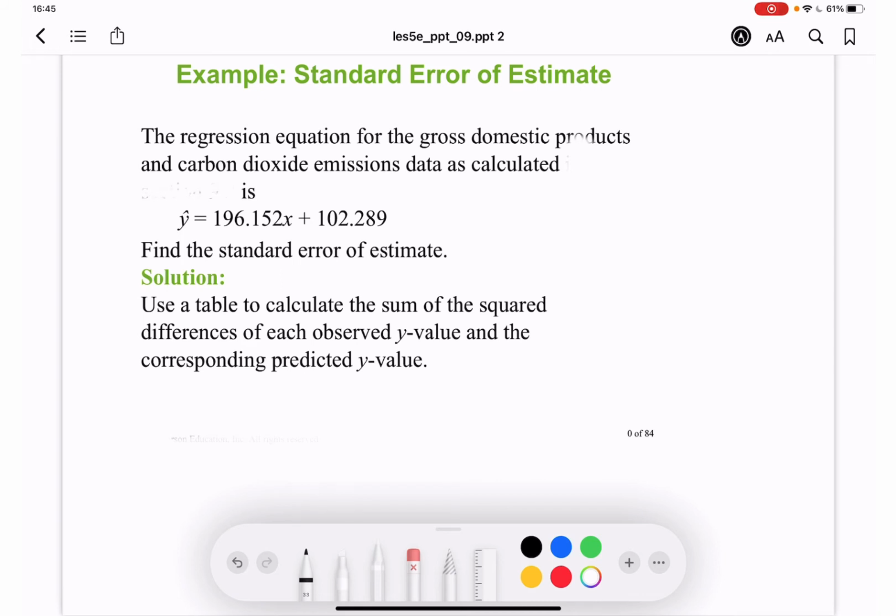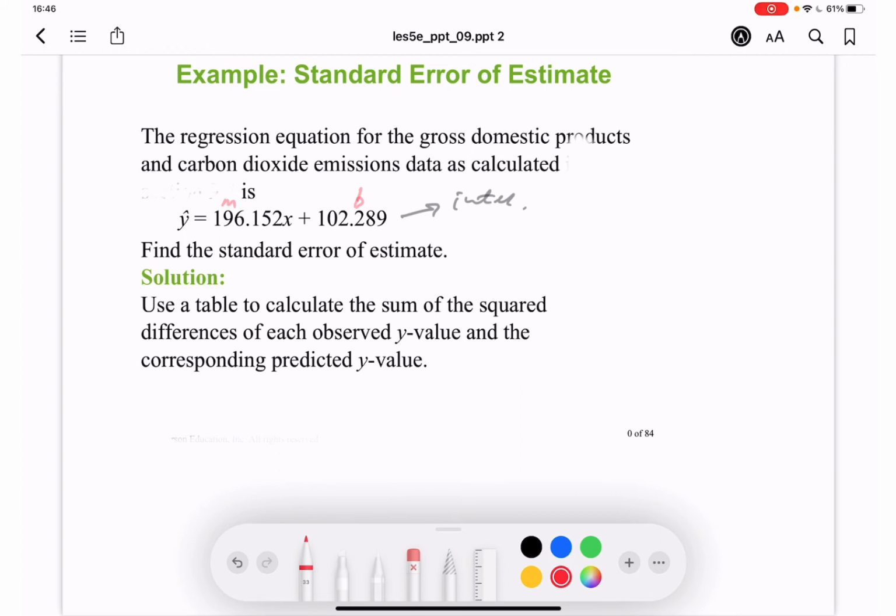Y hat is equal to 196.152x plus 102.289. This one is our intercept, right? We still use mx plus b. This is our b intercept, and this is our slope, mx, 196.152.